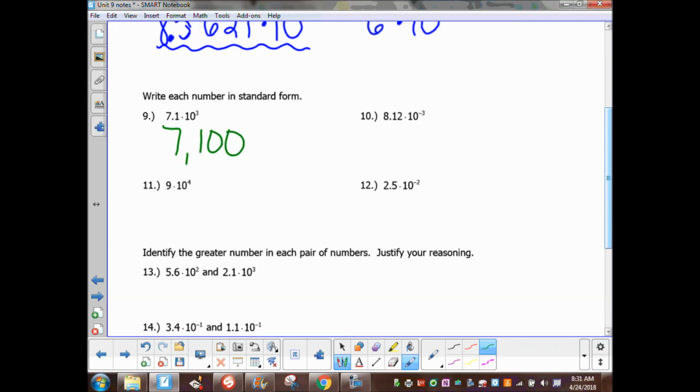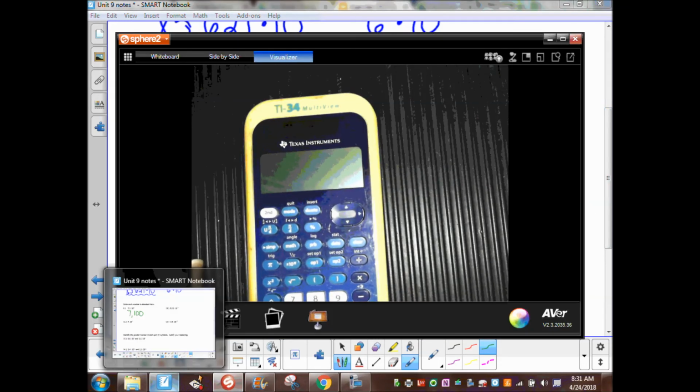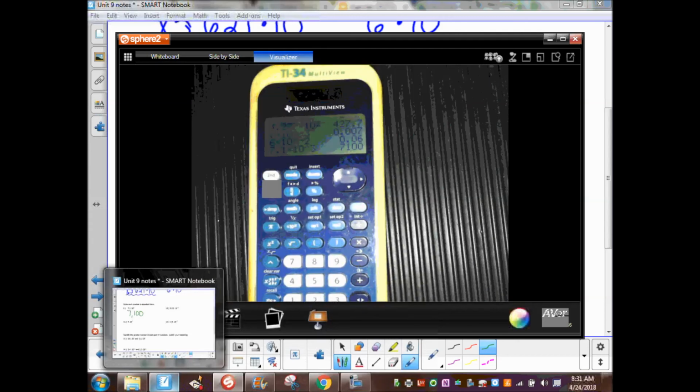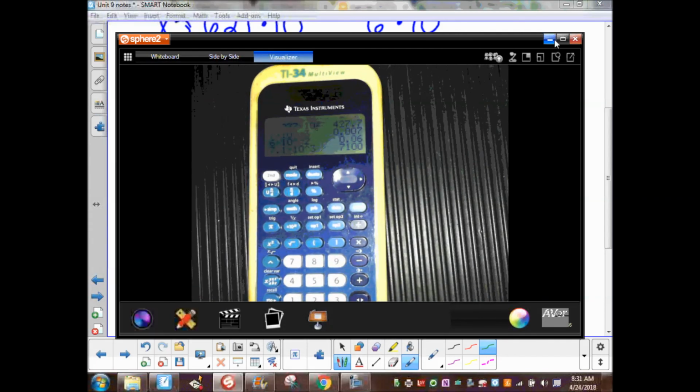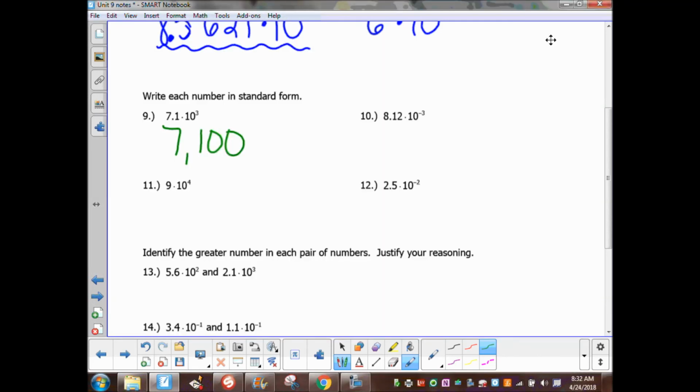What if you didn't know that? Type it in your calculator. 7.1 times 10 to the 3rd power, and you've got 7,100. All right. Number 10. 8.12 times 10 to the -3.